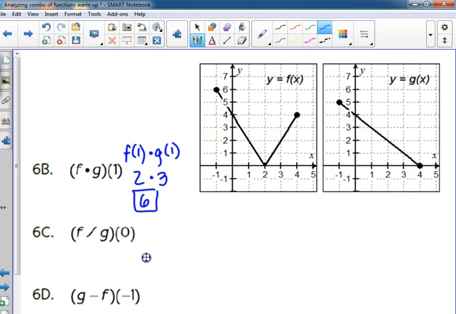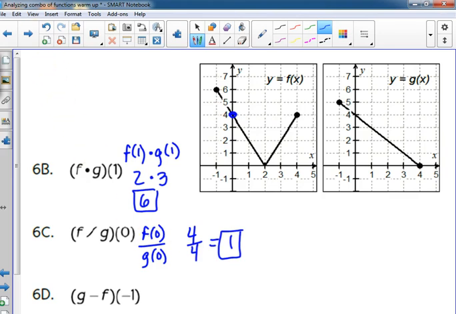All right, one more together. F divided by G of 0. So F of 0 over G of 0. What's F of 0? 4. Guys, G of 0 is also 4, so we get 1.